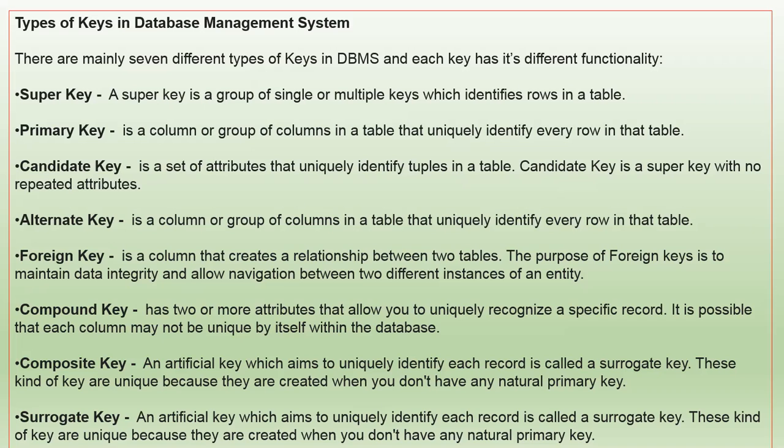Next one is surrogate key. An artificial key which aims to uniquely identify each record is called a surrogate key. This kind of key is unique because it is created when you do not have any natural or primary key.